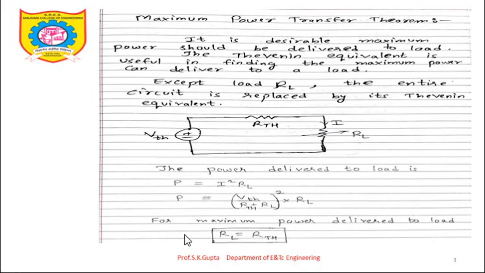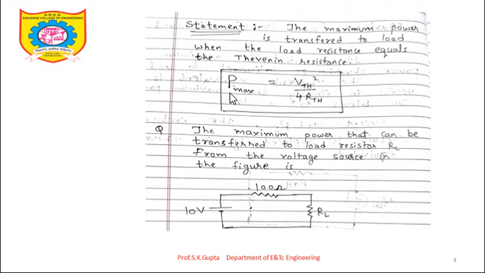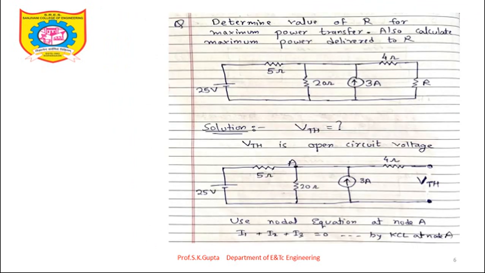Welcome all. In the last video, we have seen that the condition for maximum power delivered to load is that load resistance should be same as Thevenin resistance, and then the maximum power formula is Vth square divided by 4 Rth. So you should be careful what is asked, whether the value of R is asked or the maximum power is asked. Accordingly, you should solve the numerical.